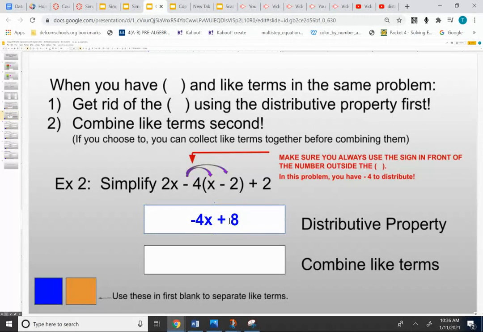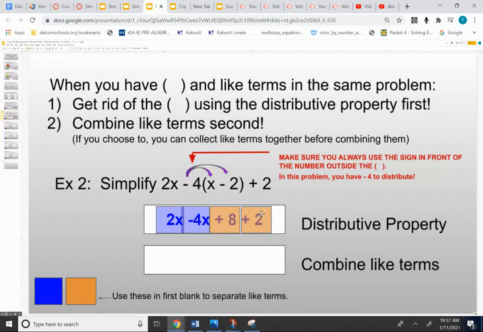We used the distributive property. Now we're going to bring down the other stuff. I had a 2x at the beginning, and I had a positive 2 at the end. Got to bring those two things down. So I have 2x minus 4x plus 8 plus 2. Now I'm going to combine my like terms together. I'm going to highlight my x terms in purple and my constant number terms in orange.